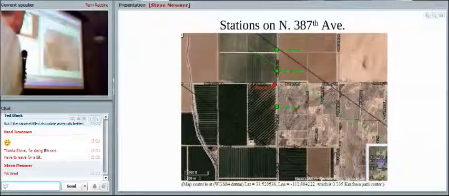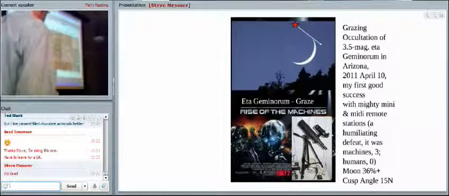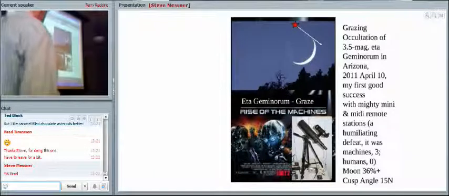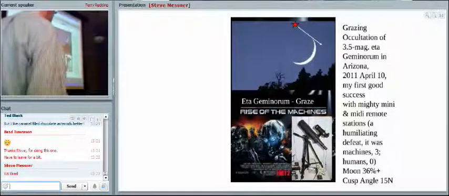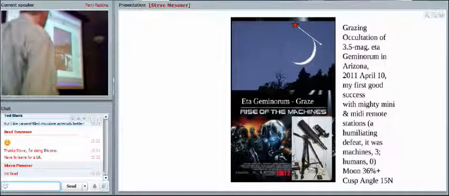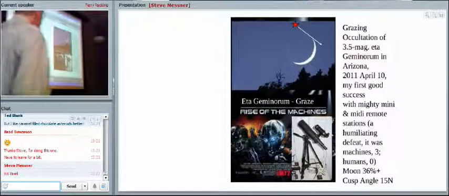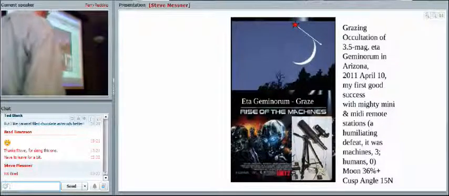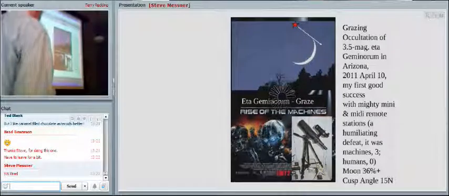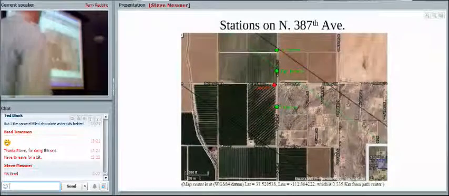The first success I had really using Mighty Mini systems was for Eta Geminorum back in April of 2011. The first good success, a third magnitude star, with a 36% sunlit moon and a 15-degree cusp angle, so it was quite good. Anyway, the next slide shows there were some weather issues.